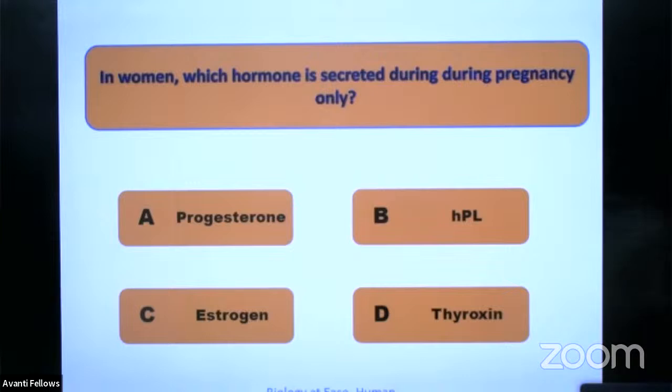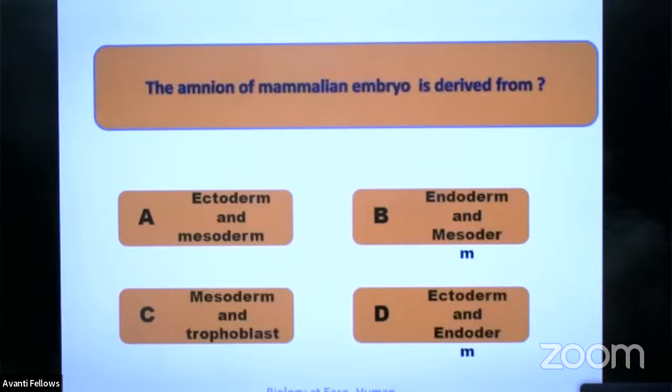That human placental lactogen only. Human placental, the correct answer is? Human placental lactogen. Option B is the correct answer, human placental lactogen. Then we will move to the next question, question number 33.